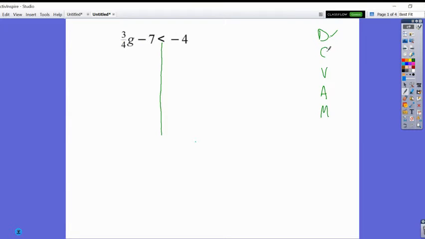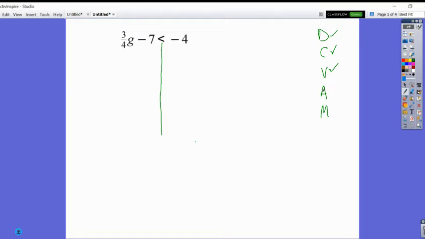C says that we're going to combine like terms on individual sides of the inequality. Looking on the left side of my inequality symbol here, I have a G term and a constant term, not like terms, and only one term on the right, so we don't have anything to combine there. V stands for move all of your variables to one side. Notice there's only one variable present, so I don't have them on the left and the right. That's already taken care of for us.